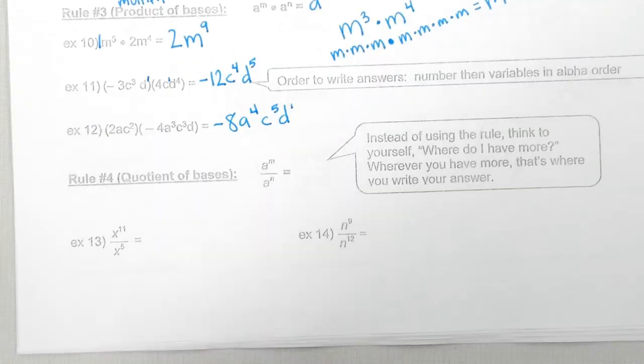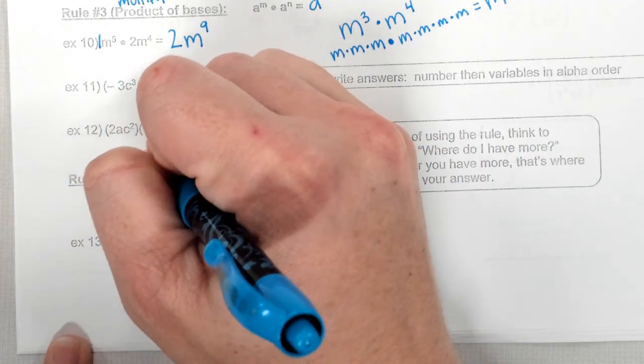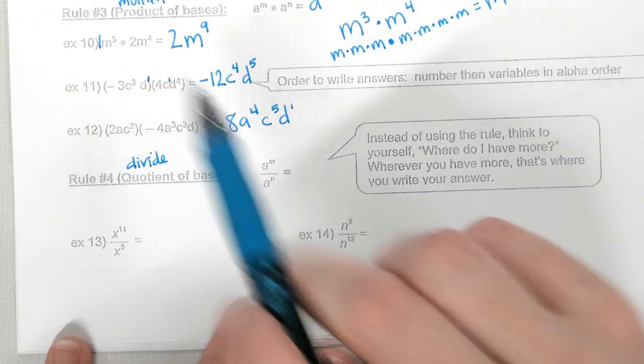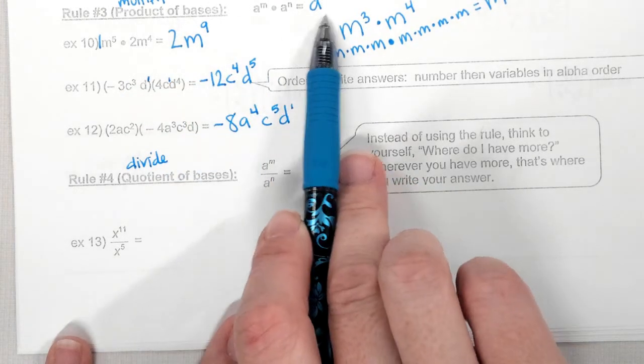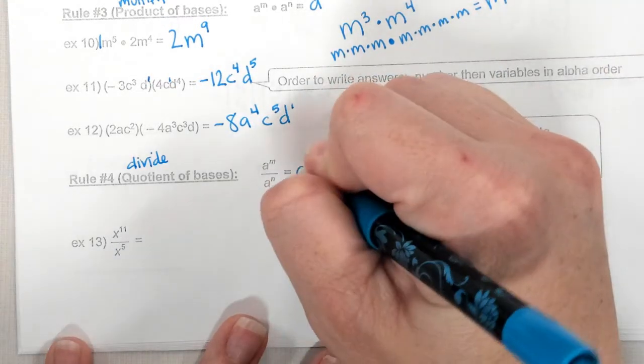So now we have quotient of bases. So quotient means divide. I know it's a weird word. I feel like it throws a lot of people off, the word quotient. Okay, so when we did multiplication, we added our exponents. So what do you think we're going to do when we divide? Subtract.